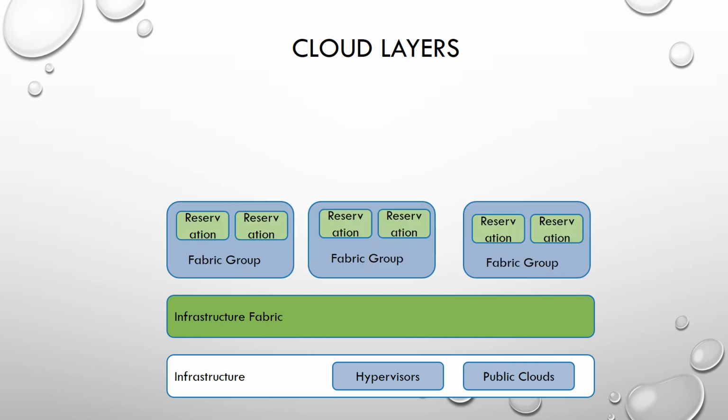The third cloud layer is the fabric group. It divides the infrastructure fabric into smaller parts. This makes your complete infrastructure more manageable. A fabric group corresponds to compute resources such as vSphere clusters. Fabric groups can be further divided into reservations, which are used to identify the resources in a more fine-grained fashion, such as CPU, memory, disk, and network.